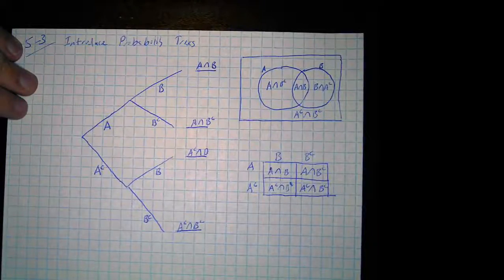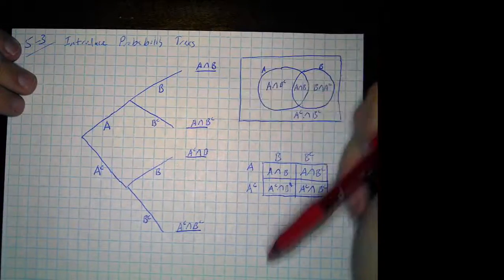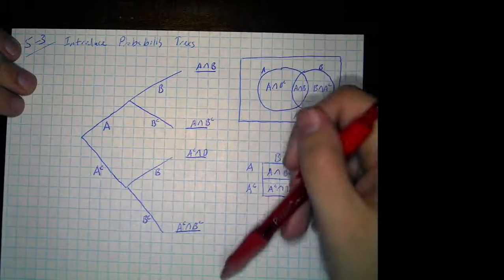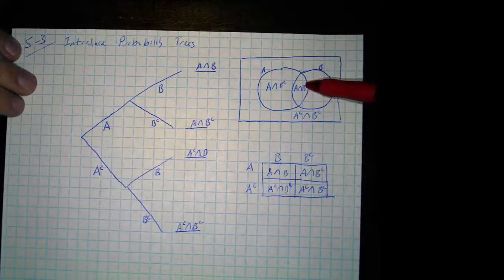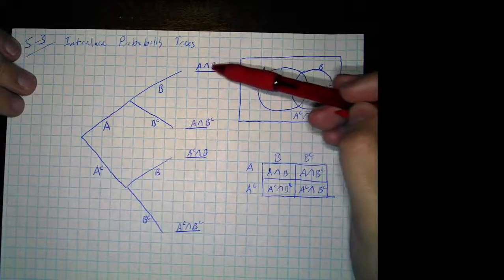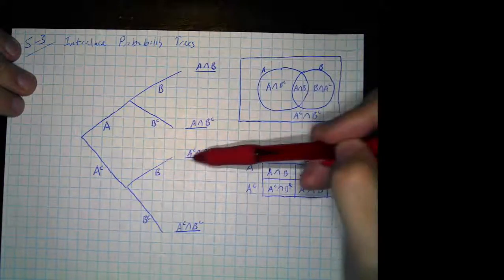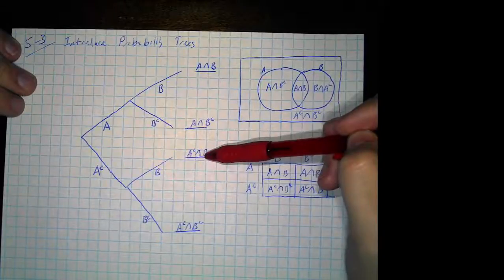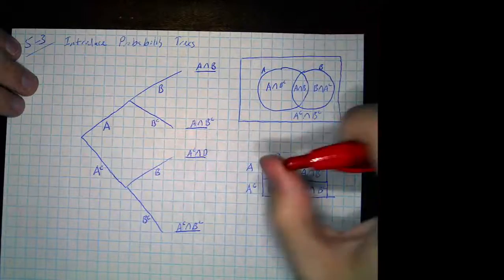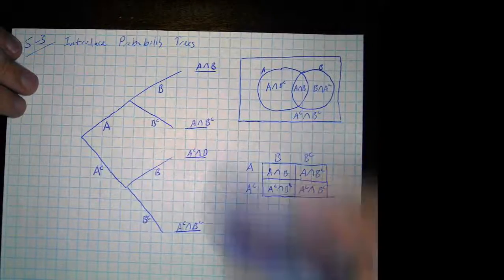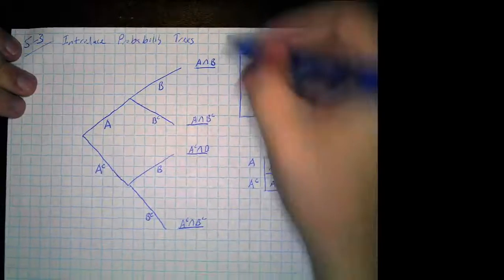And so if you want to know what's the probability from a tree, like what's the probability of B happening, you're going to have to do the A and B, and the not A and B. Right? So for the tree, so we'll put a little dash here.